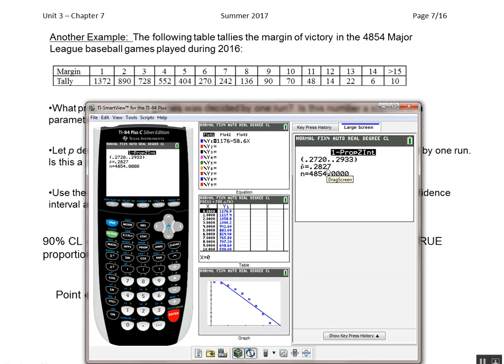So this is how to find a confidence interval for a proportion problem, and then what the point estimate is. This is our best estimate of the population results.